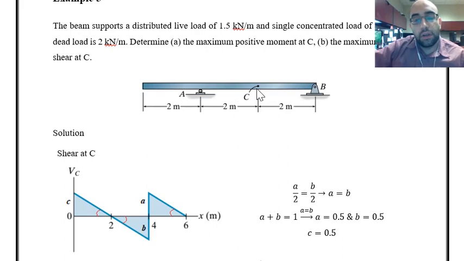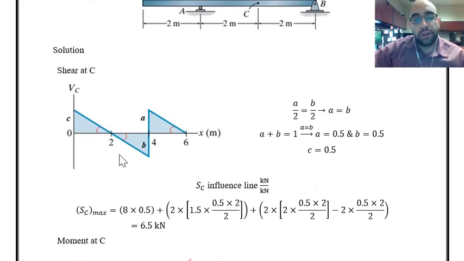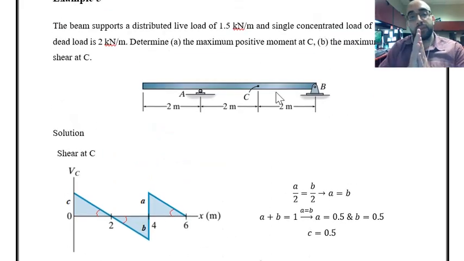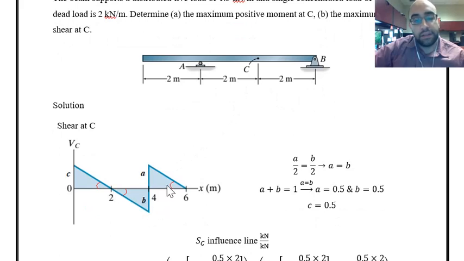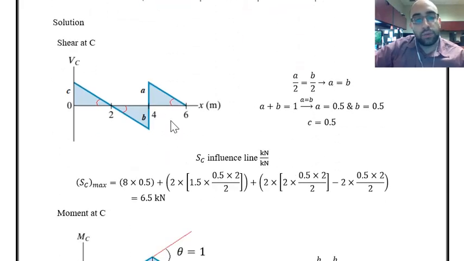maximum shear at C. For considering the maximum shear at C, I have to remove the shear restriction, apply a unit displacement, and after that just draw the deflected shape. That is shown over here. I know B plus A is equal to 1, and I know these lines are parallel because we just removed the displacement restriction. The rotational restriction is over there. That's why these lines are parallel and these angles are equal. So A over 2 is equal to B over 2, and based on this we can find the values of A and B, and you can see both of them are equal to half.